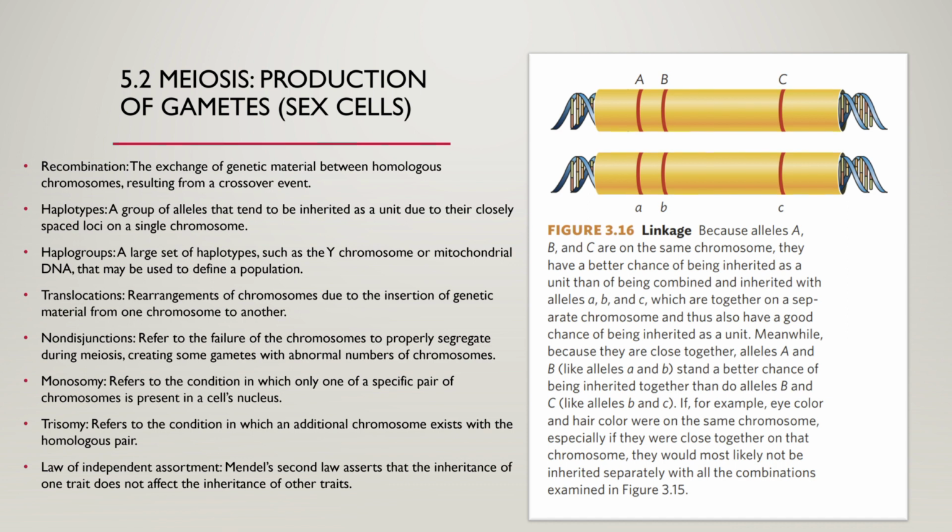Translocations are rearrangements of chromosomes due to the insertion of genetic material from one chromosome to another. Non-disjunction refers to the failure of the chromosomes to properly segregate during meiosis, creating some gametes with abnormal numbers of chromosomes. Monosomy refers to the condition in which only one of a specific pair of chromosomes is present in a cell's nucleus. And trisomy refers to the condition in which an additional chromosome exists with the homologous pair.